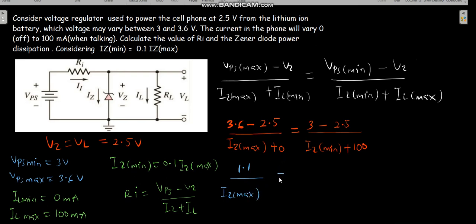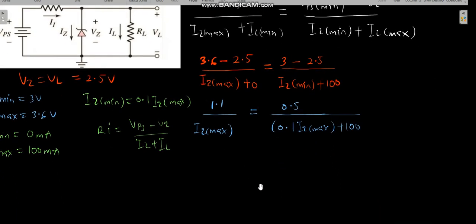So it's the same thing, to give me Iz max, equals 3 minus 2.5, so that gives me 0.5 here, all divided by Iz minimum plus 100. But I know Iz minimum equals 0.1 times Iz maximum. So that will be 0.1 Iz max, plus 100. Okay, so this is what I have here. Now that you have this, you see that you can solve for Iz max.